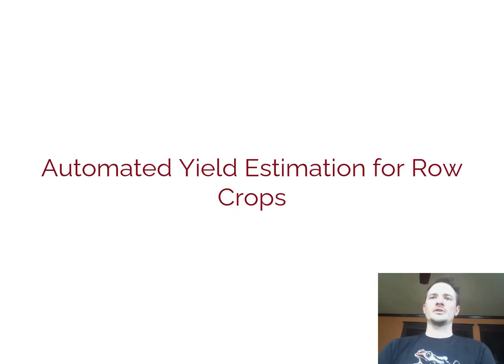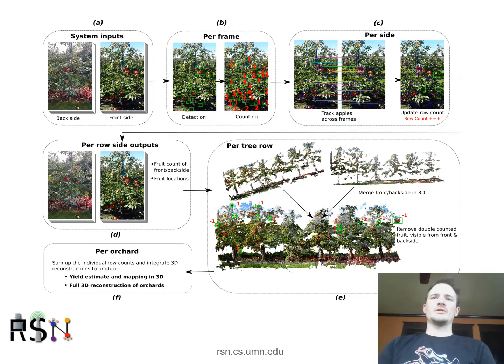And today I'm going to talk about our work on automated yield estimation for row crops, specifically apples in this case. So when we're talking about a complex problem such as yield estimation for apples, there are many different components involved here, and it helps to break down the system into these components.